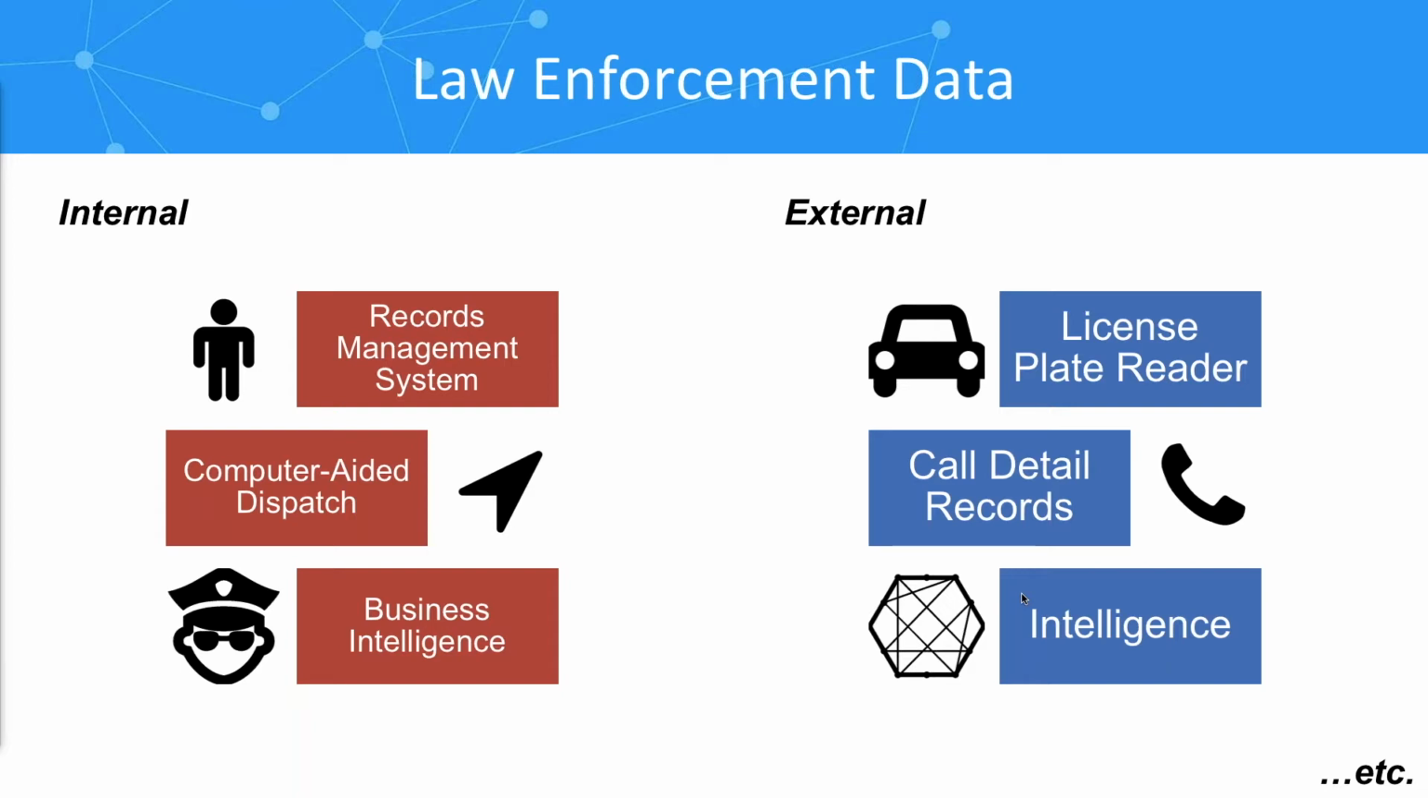And then finally, intelligence. So this is typically the real security classified data. And again, this is more of the collateral that's generated as a result of investigation. So crime analysts and intelligence analysts will create this sort of material that would sometimes be housed in the RMS, but often it's an external data source.